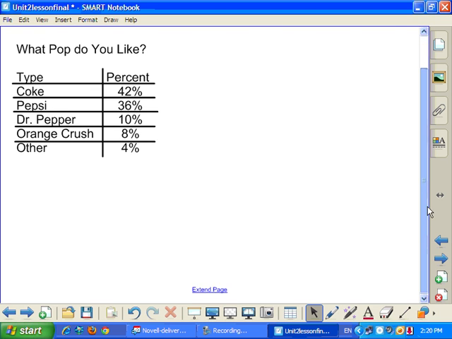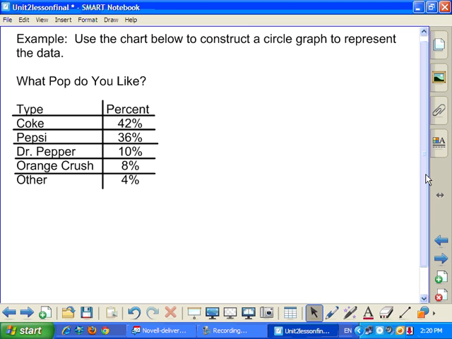In order to create a circle graph, we need to get our angles. So what we're going to end up doing is we extend this chart, and then in the next column, we are going to put a column called degrees. We know 42% of people like Coke. So I'm going to take the 42, convert it to a decimal, 0.42, and multiply it by 360.